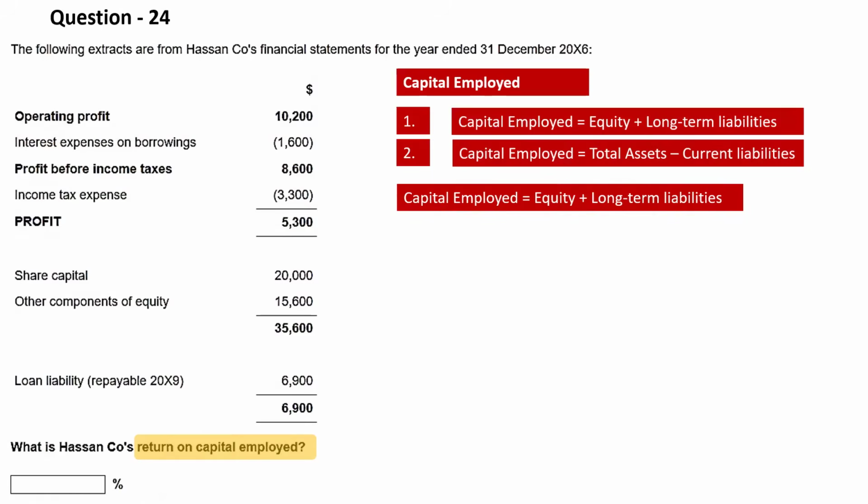The total amount of equity includes both the share capital of 20,000 and other components of equity of 15,600, which gives us a total of 35,600. Plus loan liability repayable in 2009. The amount of 6,900 is payable in 2009, which is after 3 years. It is a long-term liability. Let's add it to the amount of equity. This gives us an amount of 42,500 as the amount of capital employed.